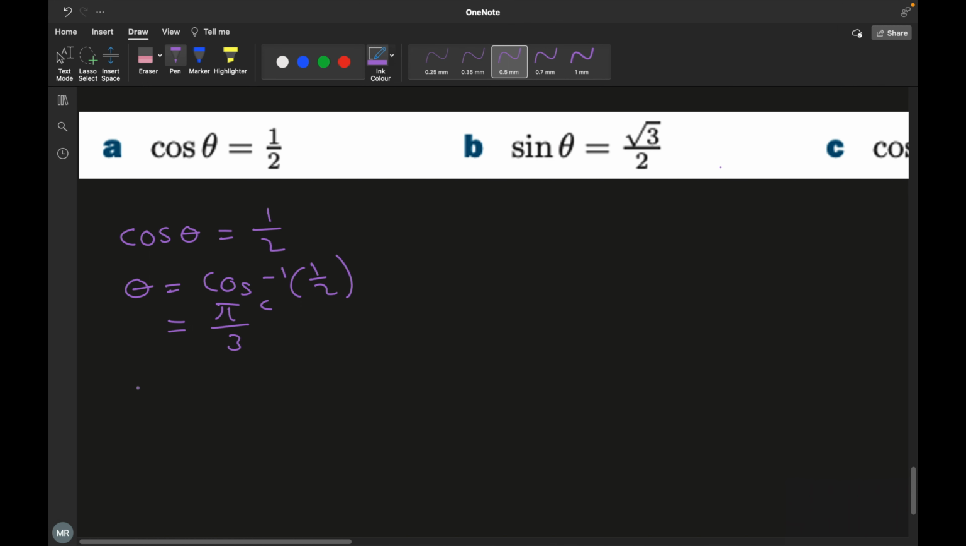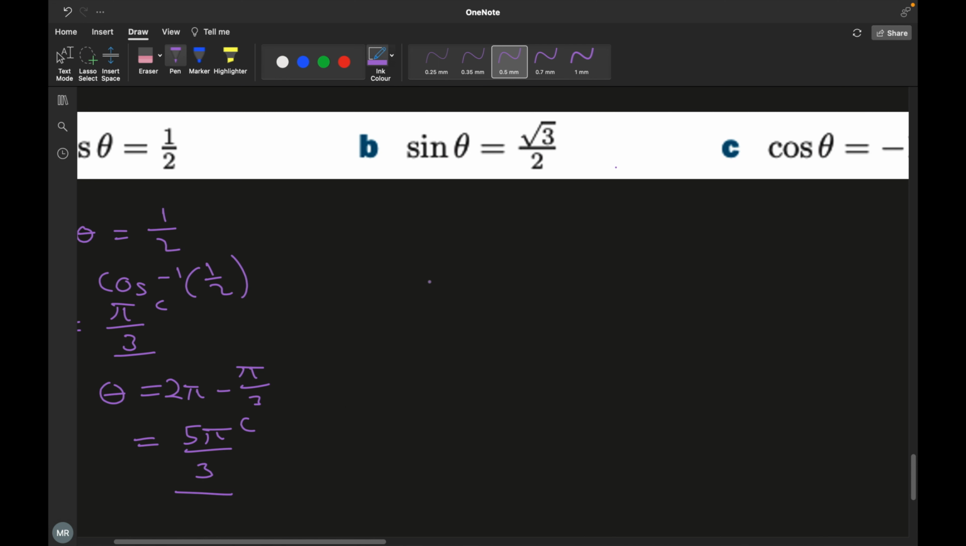And now let's draw the quadrants. So that's All Students Trust Cambridge. Cos is positive in the first and the fourth quadrant. So the other value of theta is 2 pi minus pi by 3, which gives us 5 pi by 3 radians. So the two answers are pi by 3 and 5 pi by 3.